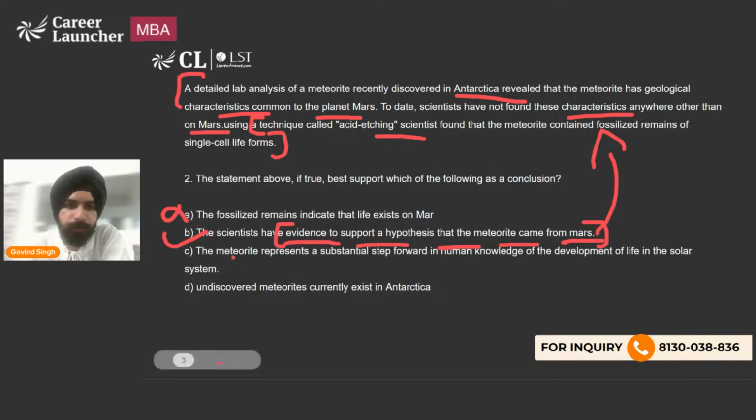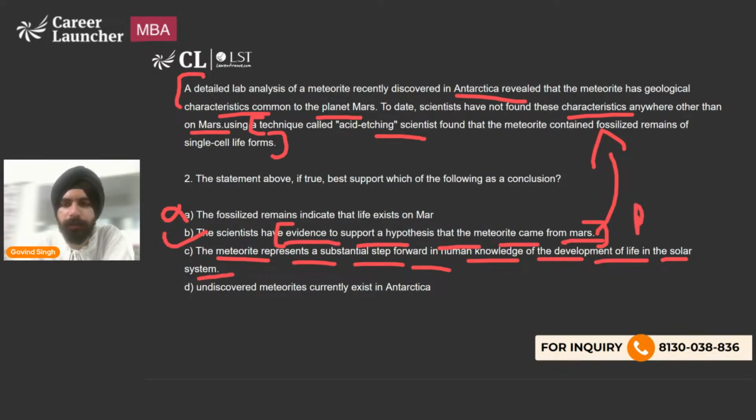Let's look at the other two options as well. The meteorite represents a substantial step forward in human knowledge of the development of life in solar system. Now, this is not a premise or an argument for which this can be a conclusion. This looks like a conclusion in itself. Okay? तो हमें conclusion नहीं बताना है. हमें बताना है which of the statement above, if true, best support which of the following as a conclusion. Okay? So this becomes the wrong answer.